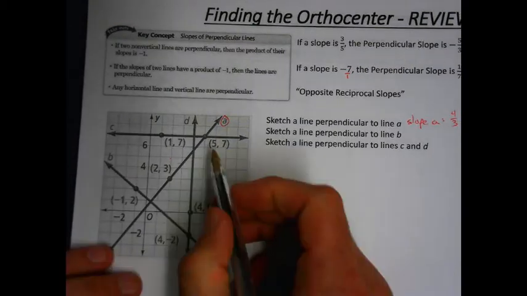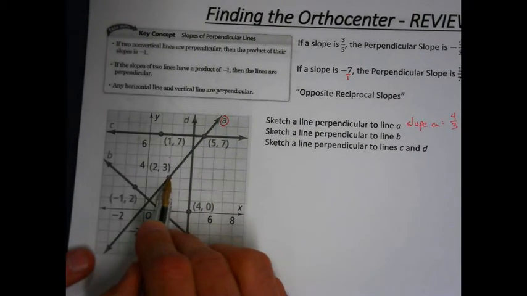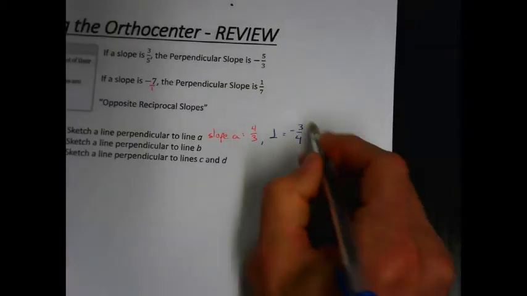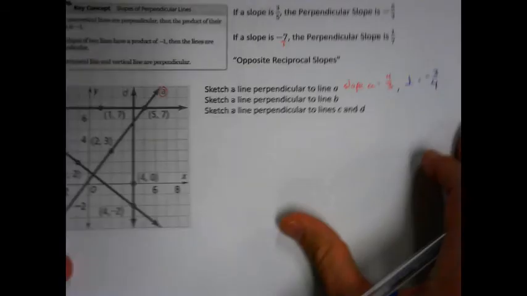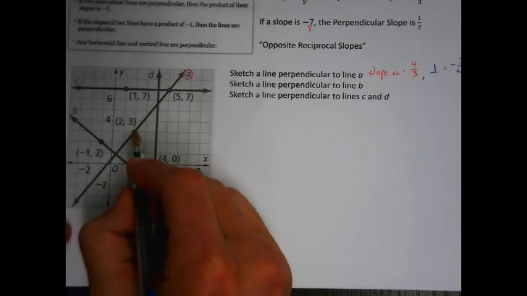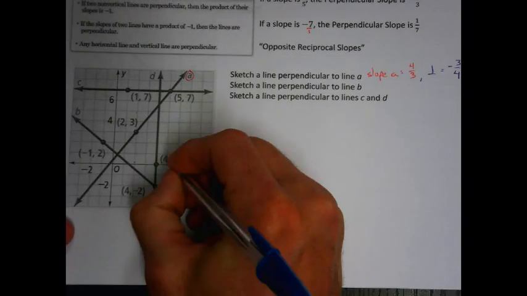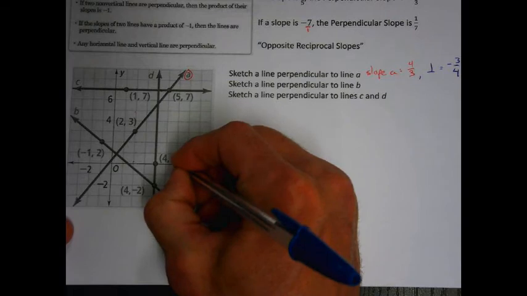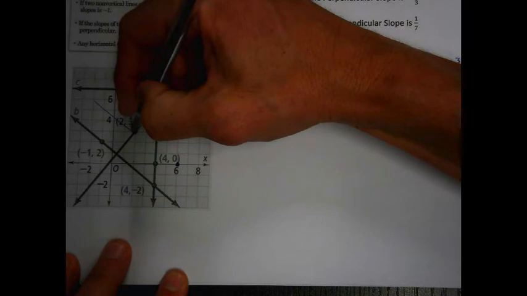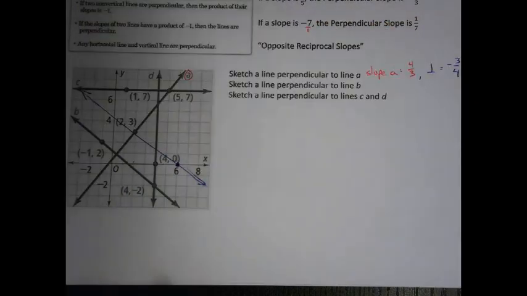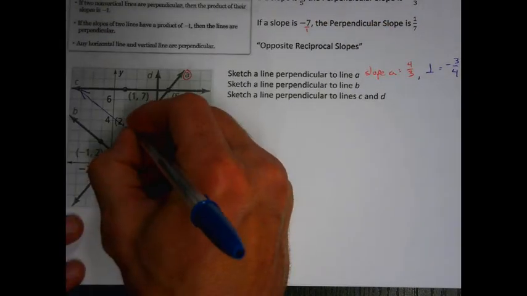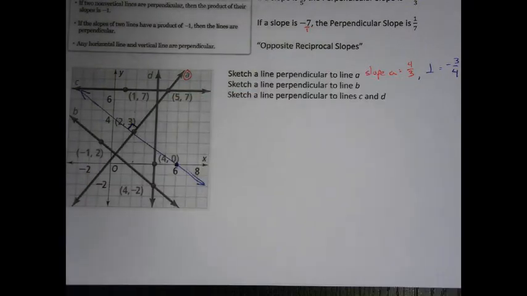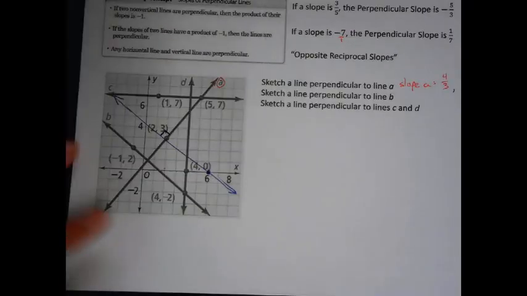Let's use this point, 2, 3, here. We're going to count the perpendicular slope of -3/4. So from this point, we're going to count down 3, 1, 2, 3, right 4, 1, 2, 3, 4. So from our given point, counting the slope, we will now have a perpendicular line. That line is totally perpendicular to A. These are perpendicular now, by definition. So we have the perpendicular slope.